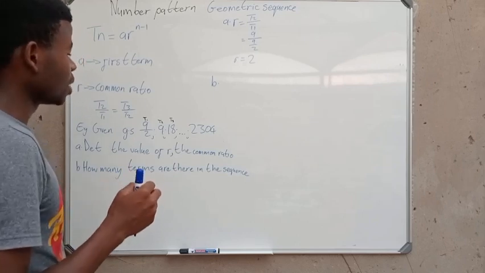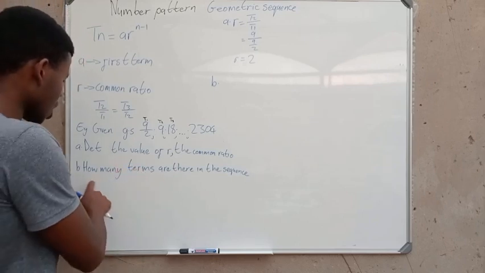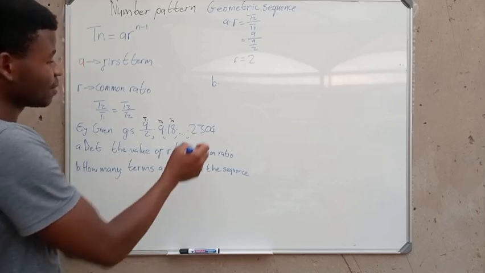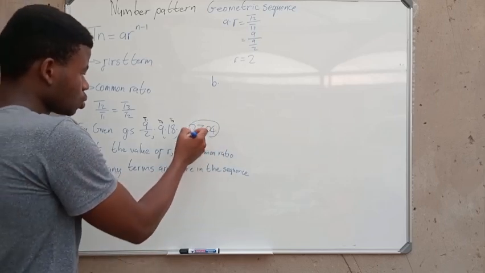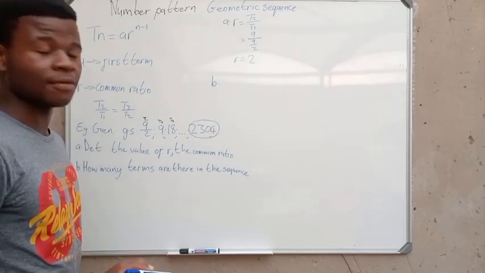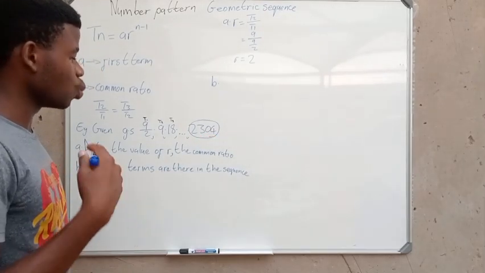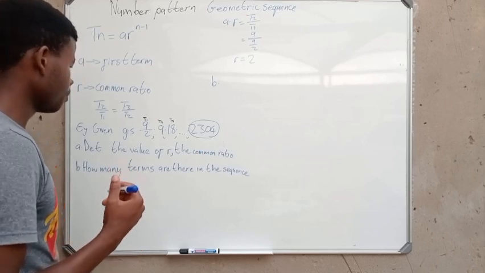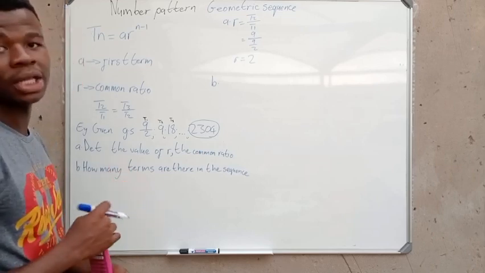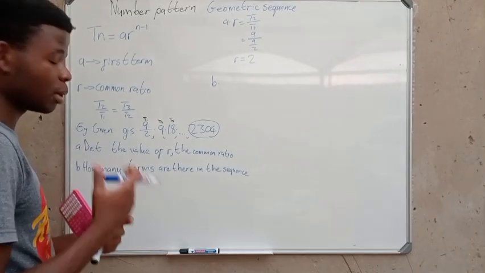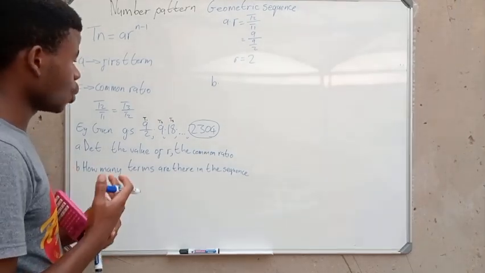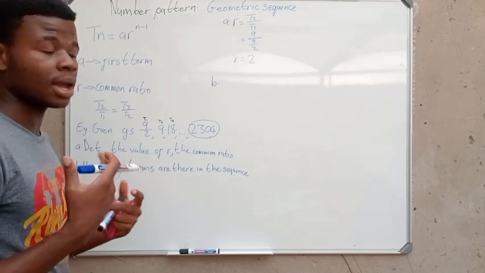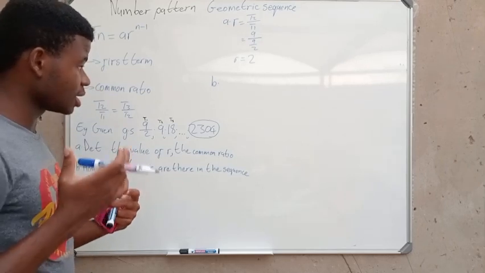If they are asking how many terms there are in this sequence, it means we must find which term 2304 is. You understand? So how am I going to do that? You can pause the video and do it, and see whether we get the same answer.